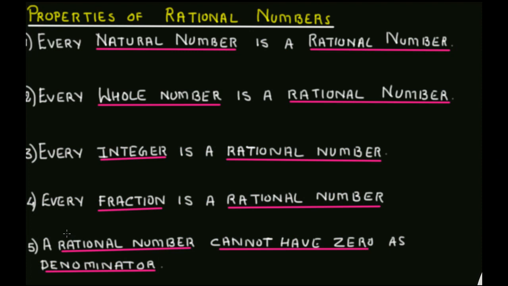This session is about the properties of rational numbers. I have listed down 5 important properties of rational numbers. The first property is every natural number is a rational number.